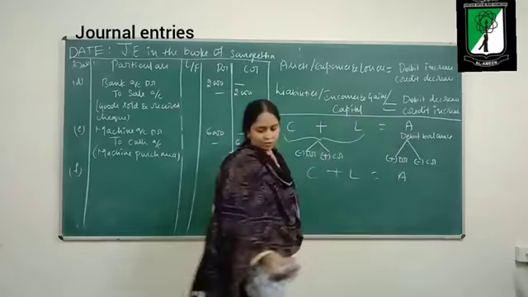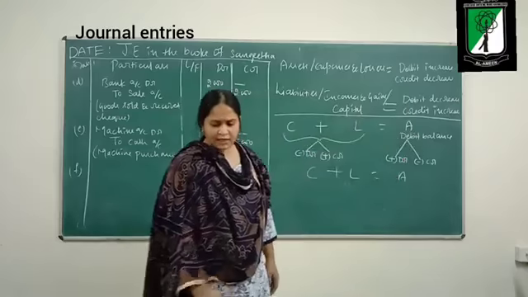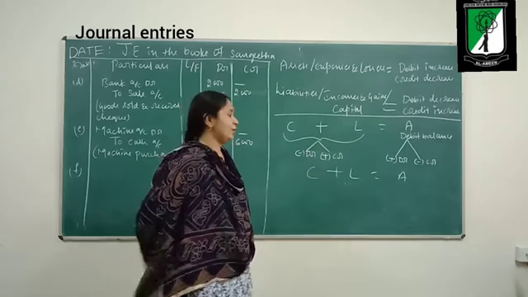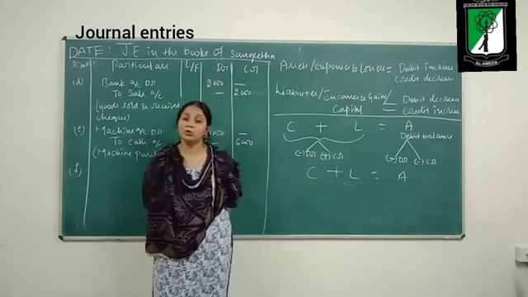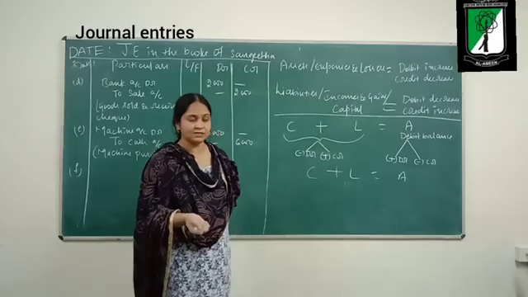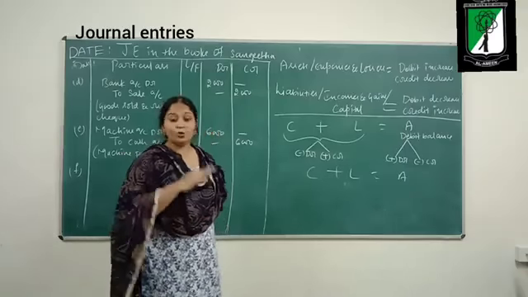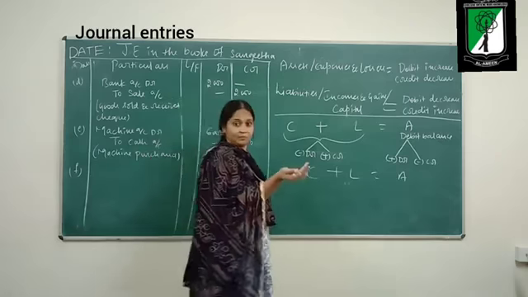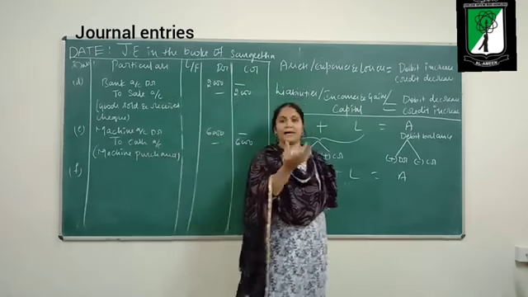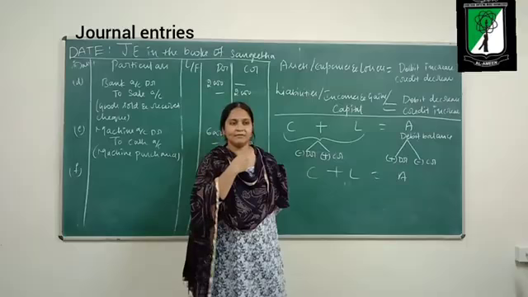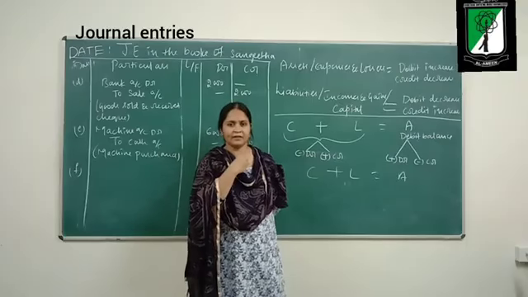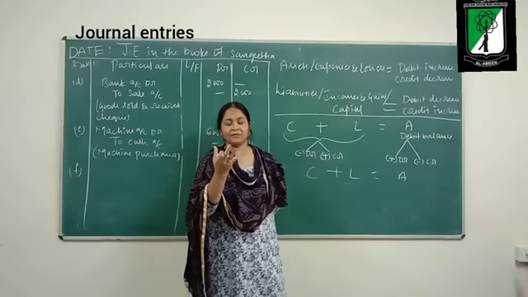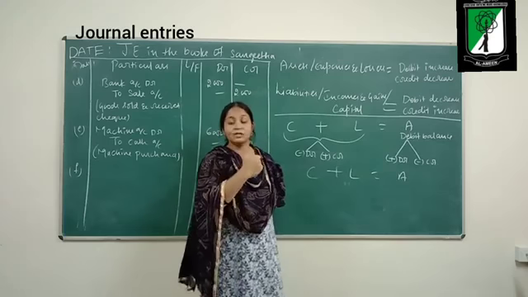Sixth transaction. Goods returned by customer rupees 1,500 and cash refunded to him. Business had sold goods to some customers. They have returned those goods and business has refunded cash to them. It has paid back the money which it had received. For example, business had received 1,500 by selling goods to customers. Now there are some defects in the goods, so customers are returning those goods back.